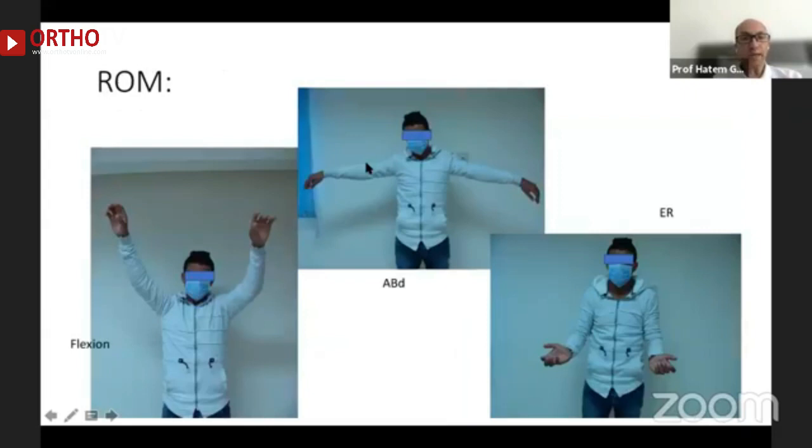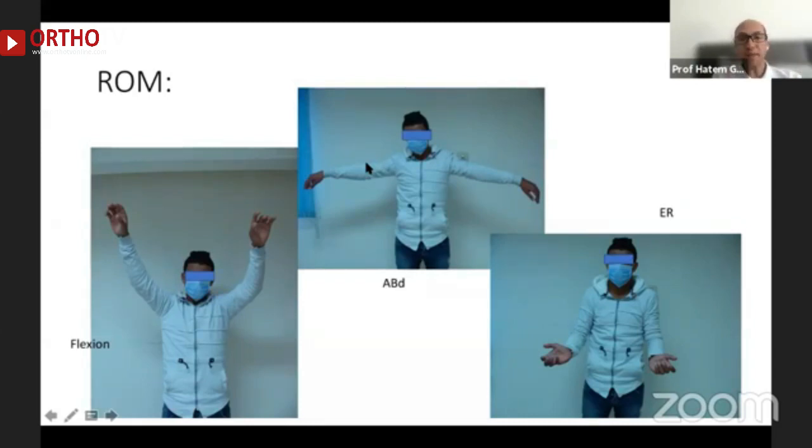And I want to show you the clinical picture. This was his clinical picture pre-op. So again, elevation 130, 140, abduction maybe 80 degrees, and external rotation here is actually very limited. He only had 0 to 10 degrees of external rotation. So this was his problem.